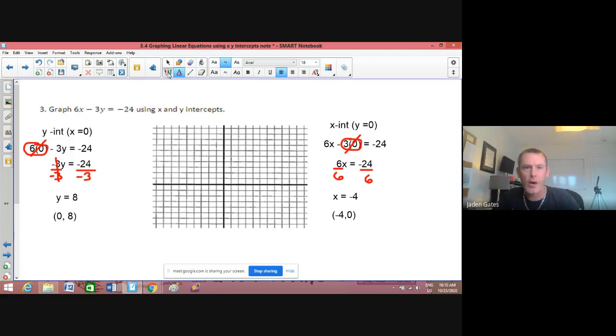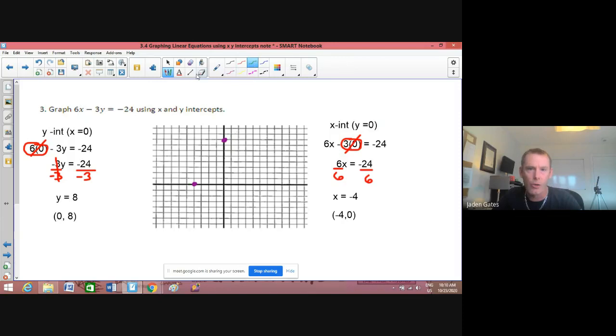All right, and now I can plot my points. So let's see here. My y-intercept is 0, 8. So 0, don't go left or right. And then we go up 1, 2, 3, 4, 5, 6, 7, 8. Our x-intercept is negative 4, 0. So that means go 4 left. 1, 2, 3, 4. Don't go up or down at all. That's why it's on the x-axis.